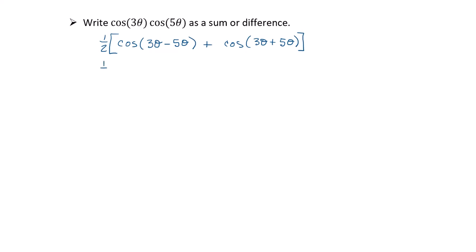So simplifying, I have 1/2 times the cosine of negative 2 theta plus the cosine of 8 theta. And I know, with cosine being an even function, this will simplify to 1/2 times the cosine of 2 theta plus the cosine of 8 theta.